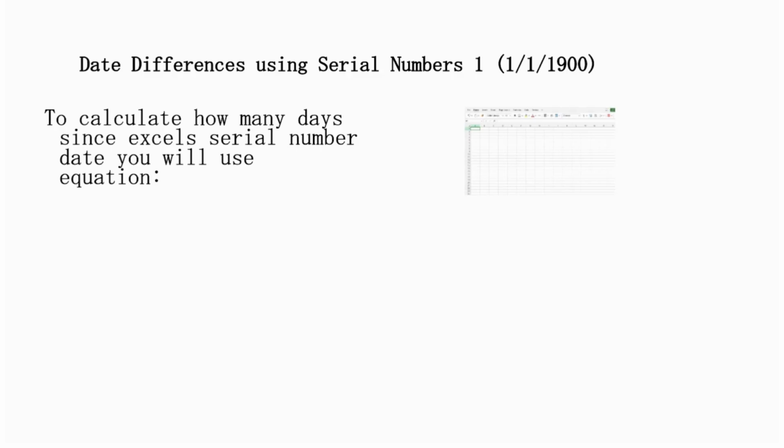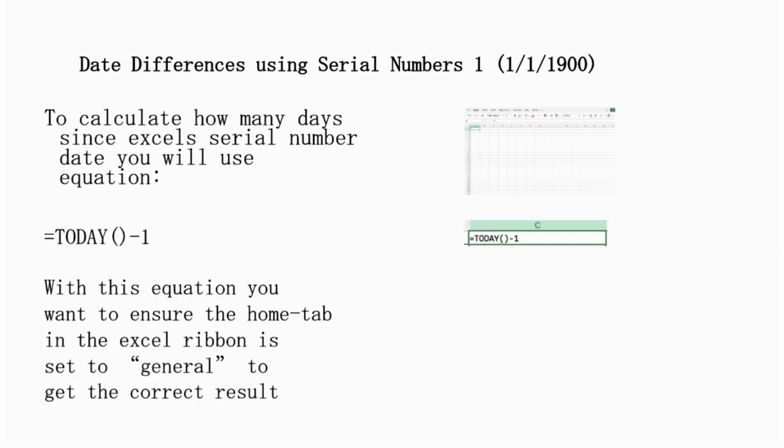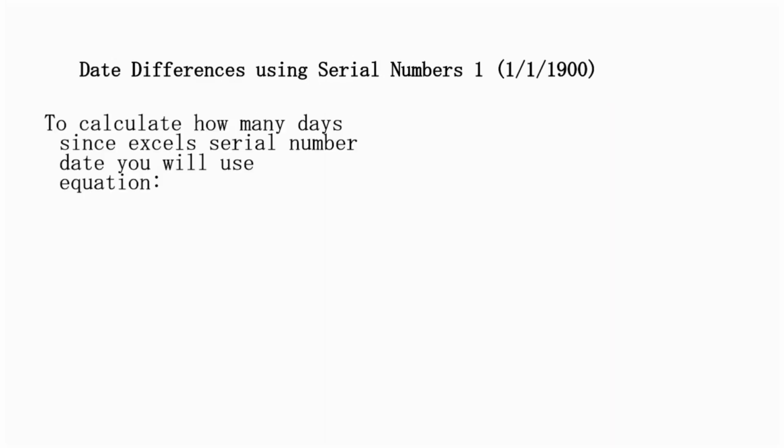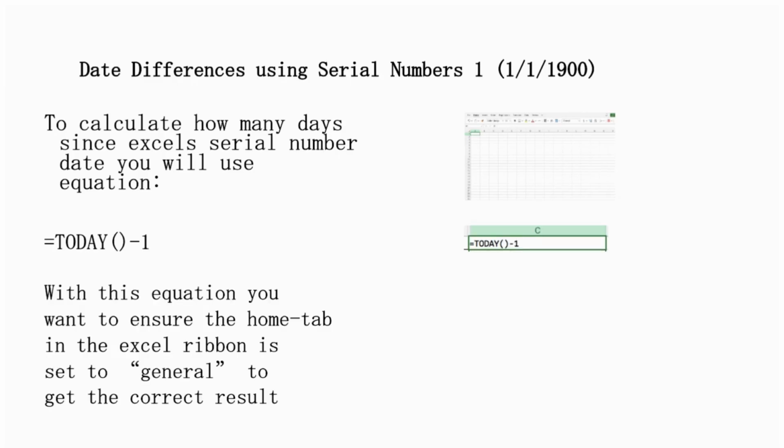In Excel, each date has a set serial number. So serial number 1 refers to January 1st of 1900. To calculate how many days it's been since our set serial number, we're going to open Excel and in the cell type equals TODAY, open parenthesis, close parenthesis, minus 1, 1 referring to our serial number date.